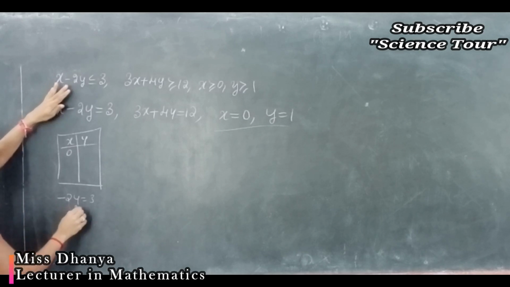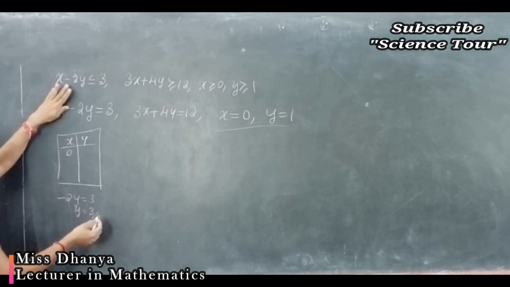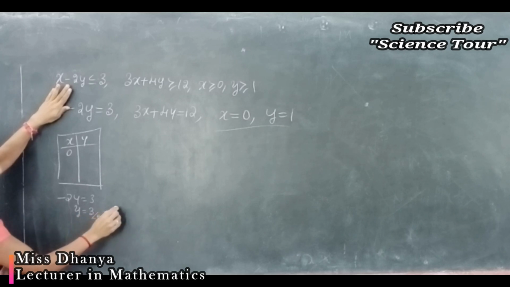So now y is equal to what? y is equal to 3 by minus 2, dividing the other side by minus 2 as well, and that gives you what? 3 by 2, that is 1.5, right? Minus 1.5.